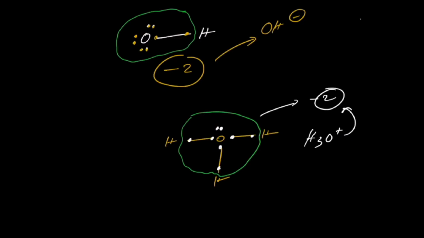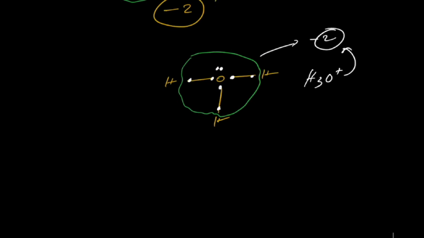Does oxygen always have oxidation state of -2? Not always. There are cases where oxygen doesn't have oxidation state of -2. For example, in hydrogen peroxide, what is it? H2O2. This is the structure of hydrogen peroxide. Okay, this is the structure of hydrogen peroxide.